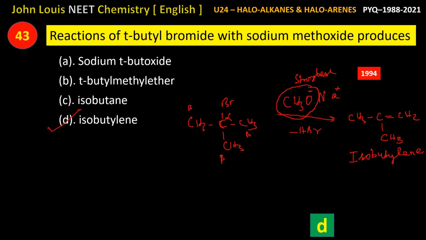Hope you understood this. Suppose tertiary butyl bromide undergoes hydrolysis with methanol instead of CH3ONa. If it is with CH3OH, then a substitution reaction might take place. But here with sodium methoxide, the methoxide is a strong base. Therefore, here elimination reaction takes place. Remember this point: with a strong base, elimination reaction will take place. That's very important, and this point will help you to solve many such problems.